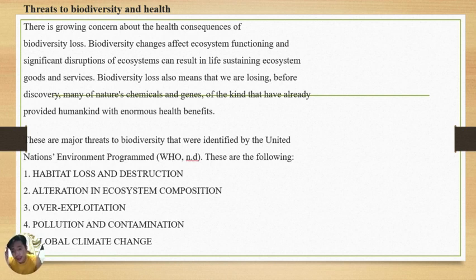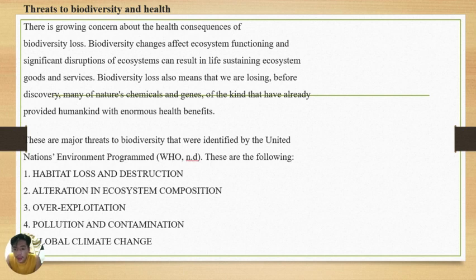These are major threats to biodiversity that were identified by the United Nations Environment Programme. They are the following: habitat loss and destruction. Habitat loss and destruction, defined as the elimination or alteration of the conditions necessary for animals and plants to survive, not only impacts individual species but the health of the global ecosystem. Habitat loss is primarily, though not always, human caused.